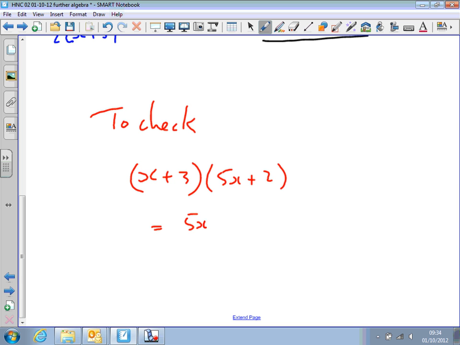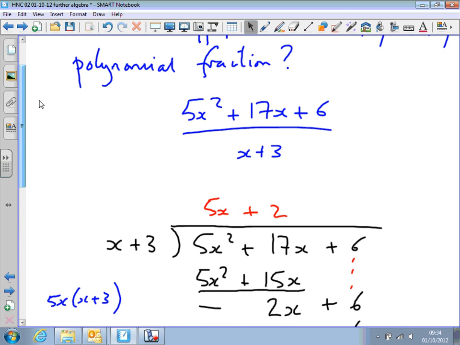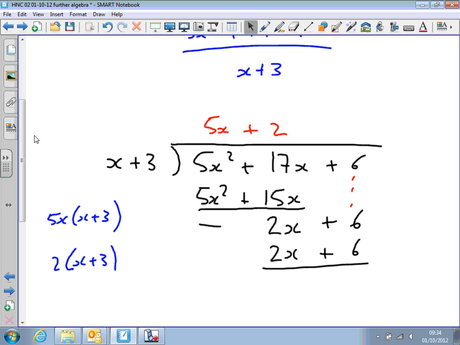5x squared plus 2x plus another 15x is 17x plus 3 2s are 6. And we're back to what we had inside the dividend. Correct? Okay? So, what do we do? We look at the x to get it to be this term. And then that's what goes on the top.